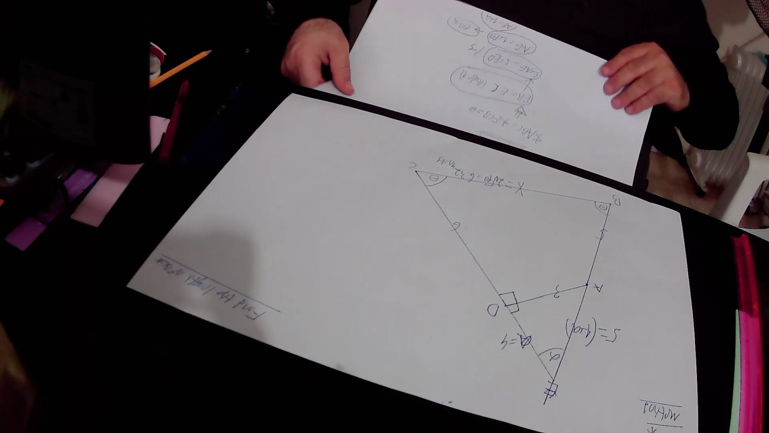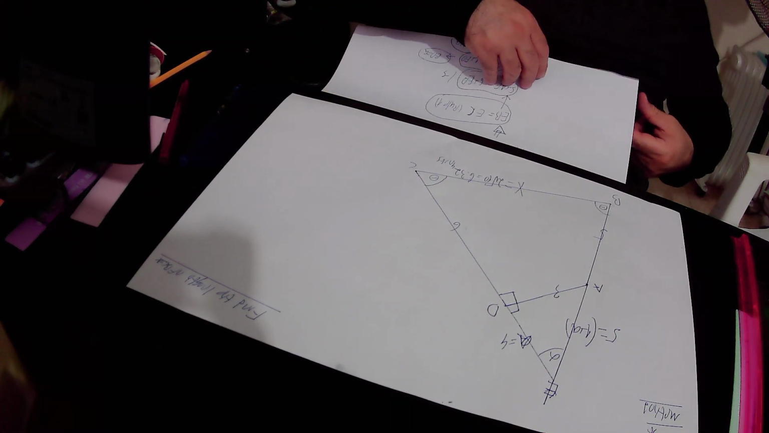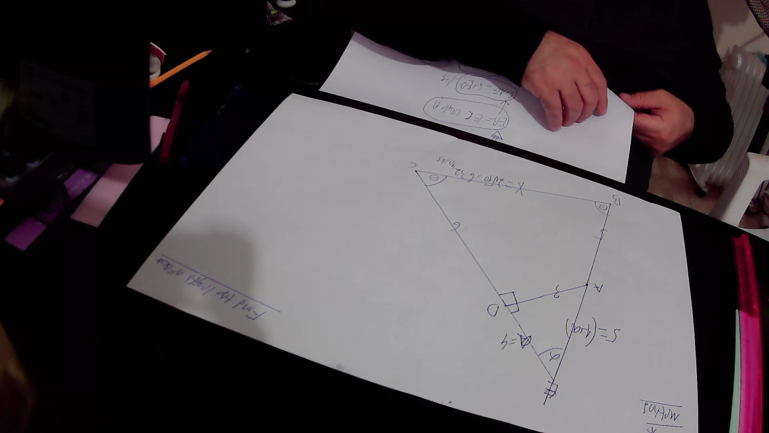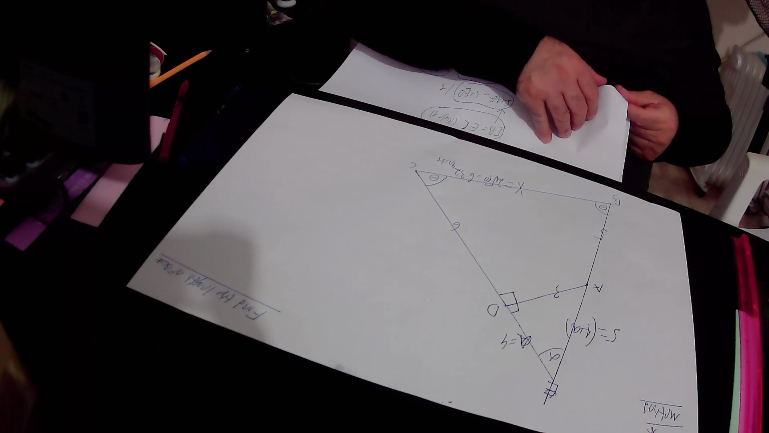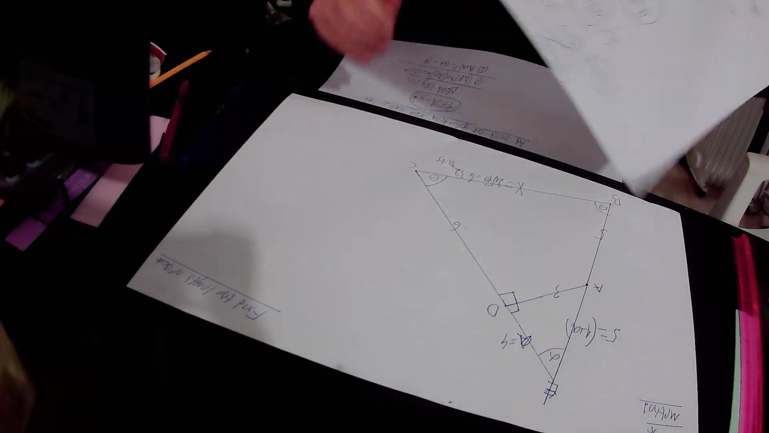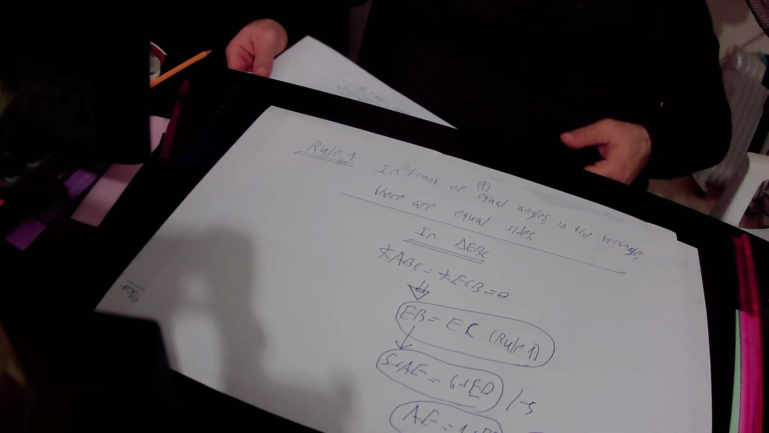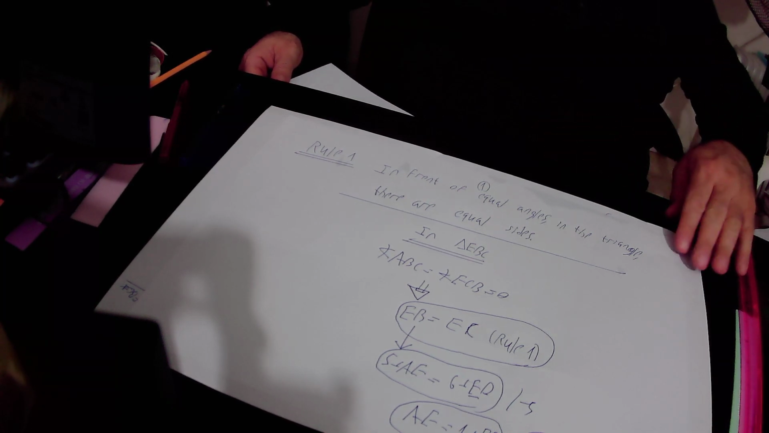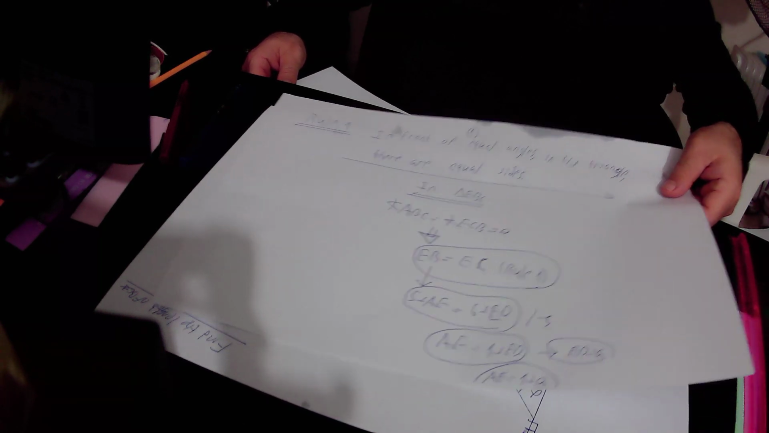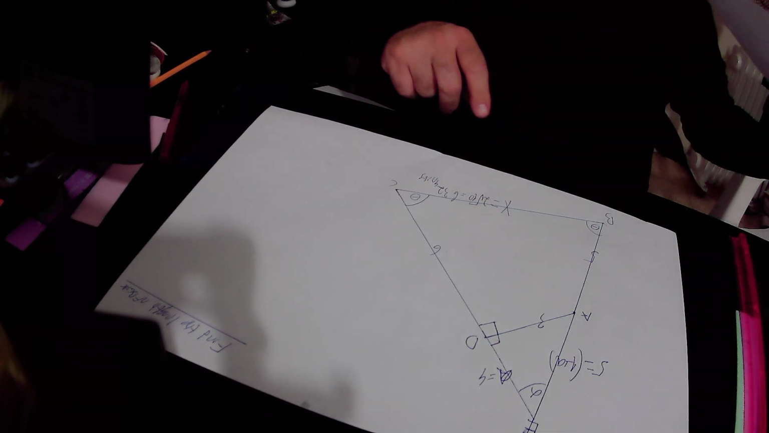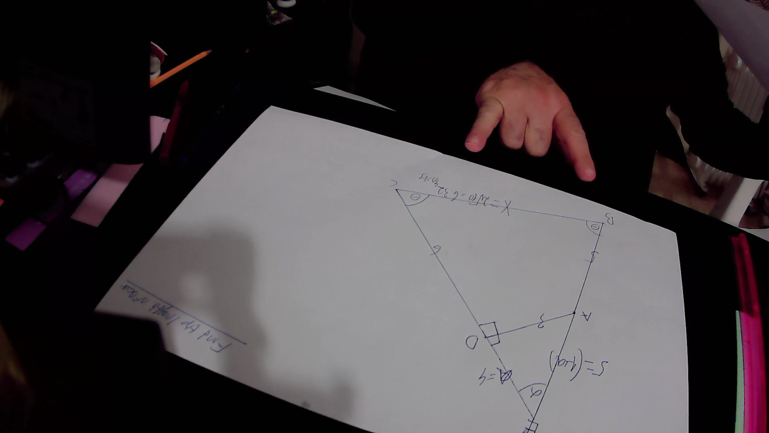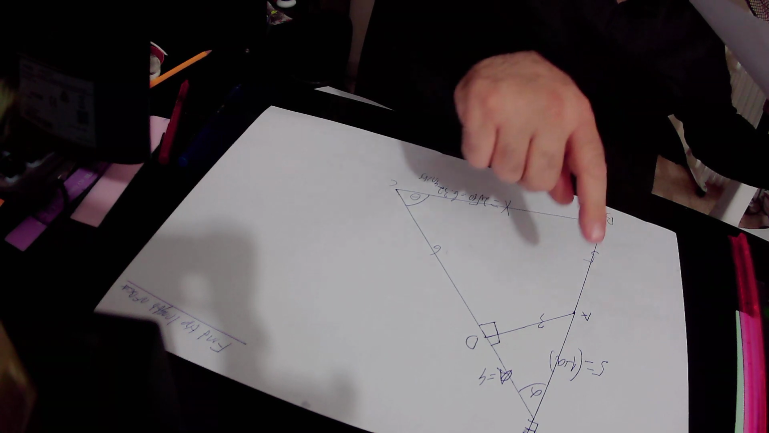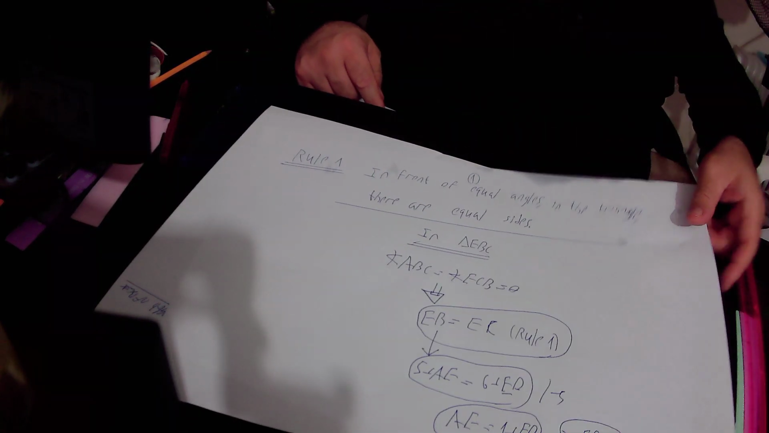And we have rule number 1. According to rule number 1, in front of equal angles in the triangle, there are equal sides. So we will implement rule number 1 in triangle EBC. We have here two equal angles, and according to rule number 1, in front of those two equal angles, there are equal sides. That is to say, side EB must be equal to side EC according to rule number 1.